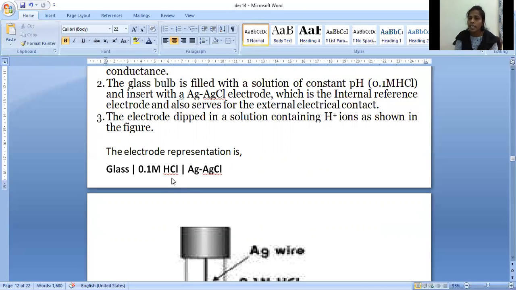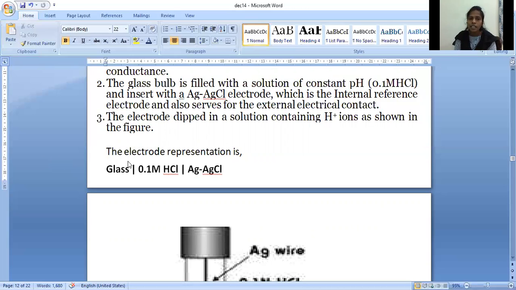Yes, so it acts as either an anode or a cathode. So let us see how to represent the glass electrode. Glass, because here even the glass is responsible. Previously, in the saturated calomel electrode, the outside glass bulb is not participating in the reaction. But the glass electrode is made of a special type of glass, and it is responsible for the transfer of ions from one electrolyte to another electrolyte. So here glass also plays an important role in the glass electrode.